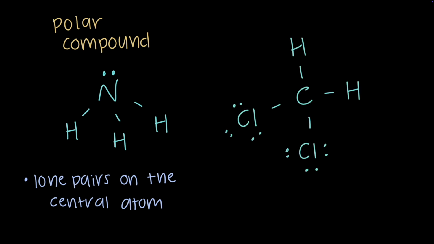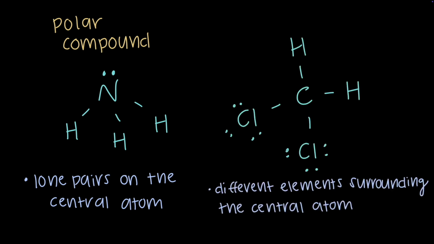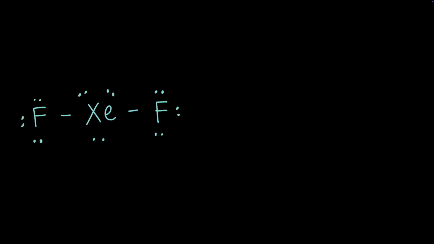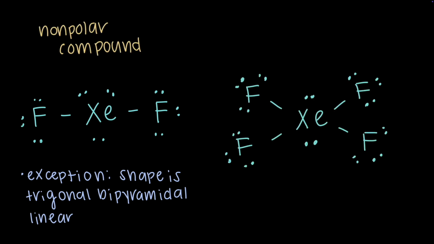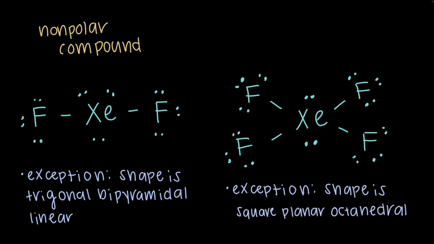Dichloromethane, CH2Cl2. CH2Cl2 has 2 different elements, Cl and H, surrounding the central atom, so the molecule is polar. Xenon difluoride, XeF2, is trigonal bipyramidal linear, so even though there are lone pairs on the central atom, this is one of our exceptions because they cancel each other out in the center. This molecule is nonpolar. Xenon tetrafluoride, XeF4, is octahedral square planar, so even though there are lone pairs on the central atom, this is one of our exceptions because they cancel each other out top and bottom.